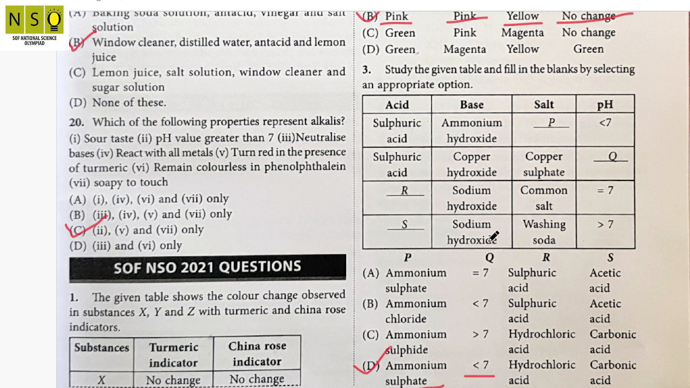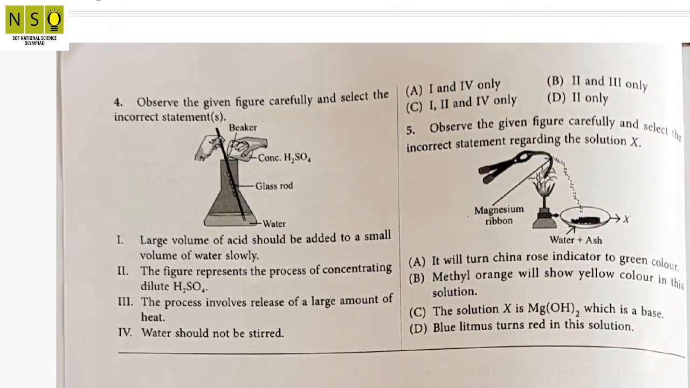And the last one is S, that is the carbonic acid. Why? Because sodium hydroxide reacts with carbonic acid, it gives washing soda, a basic salt, which has the pH level greater than 7. So the D option will be the correct option.